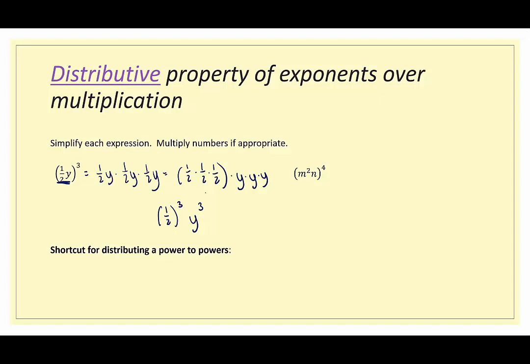And it does say multiply the numbers if appropriate. I think this is okay for now. We could also say that 1/2 cubed, that's up here, 1/2 times 1/2 times 1/2. That's the same as 1/8. So you could write this as 1/8 times y cubed.